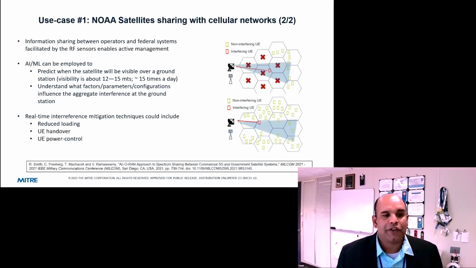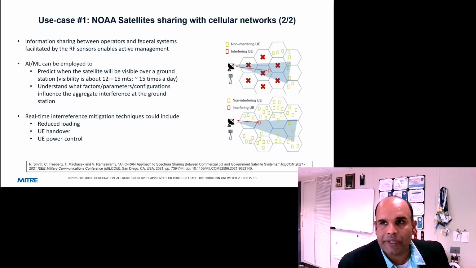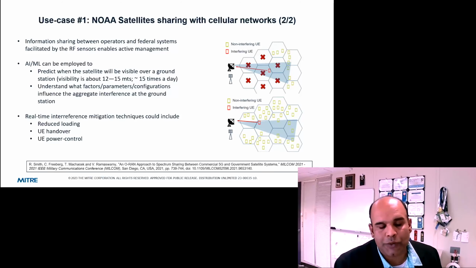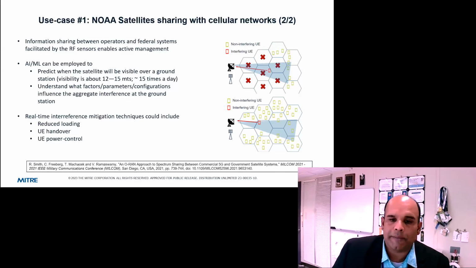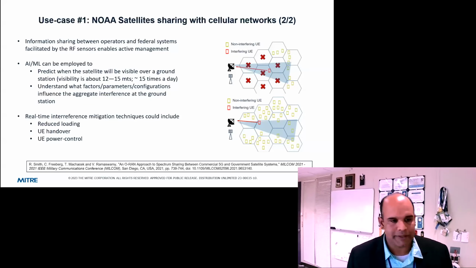So the better way to do this would be to take advantage of what we have from the RAN intelligent controller, right? Number one, what we know is that the satellites don't appear all the time. Typically, it's visible about 12 to 15 minutes, and it's going to show up only like 15 times a day. So you're talking about probably around 3 hours out of 24 hours that the satellite is visible. And that's a time when you want to even activate the spectrum management system.